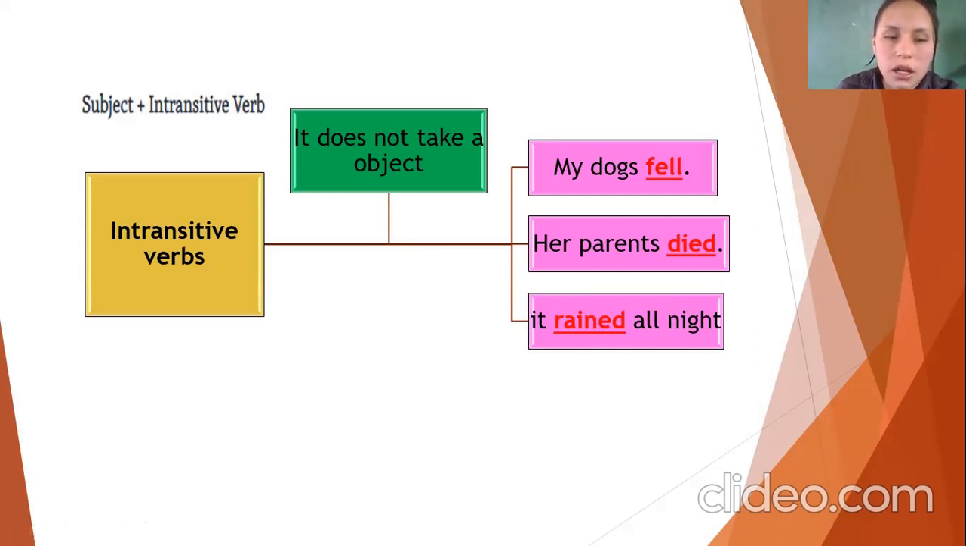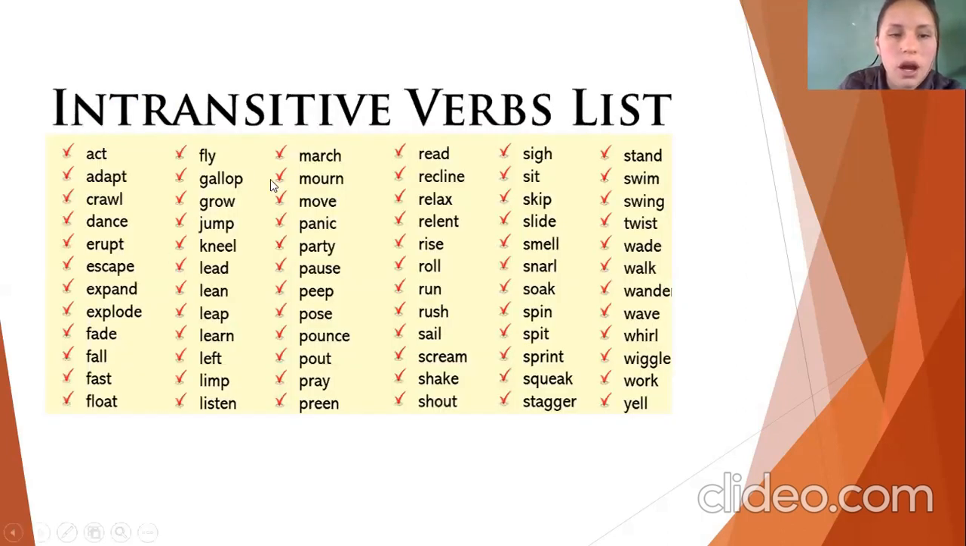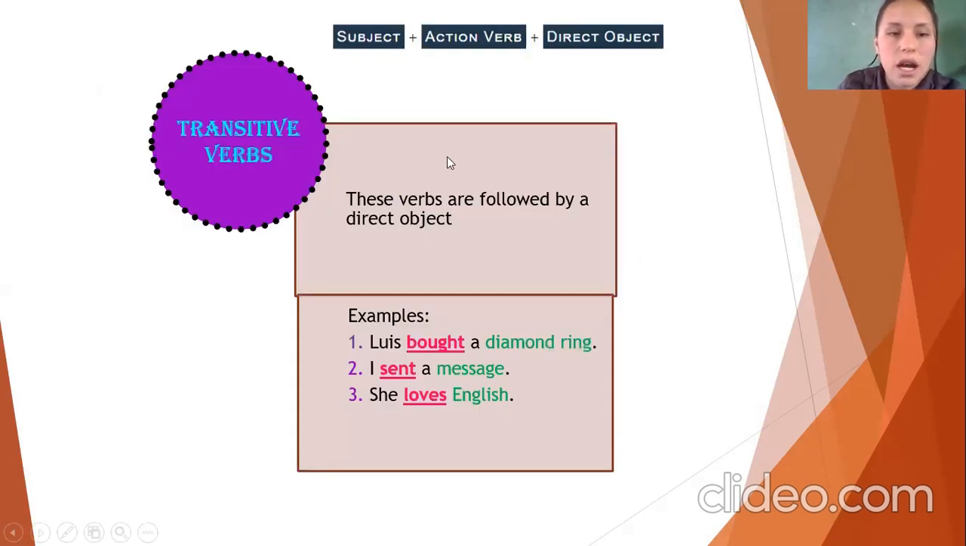Adding adverbs like quickly or all night modifies the verb, but does not change its meaning. So these parts of speech are not nouns, which means they are not direct objects. Here we have some intransitive verbs like read, relax, walk, etc. And the second type of verbs is transitive verbs.